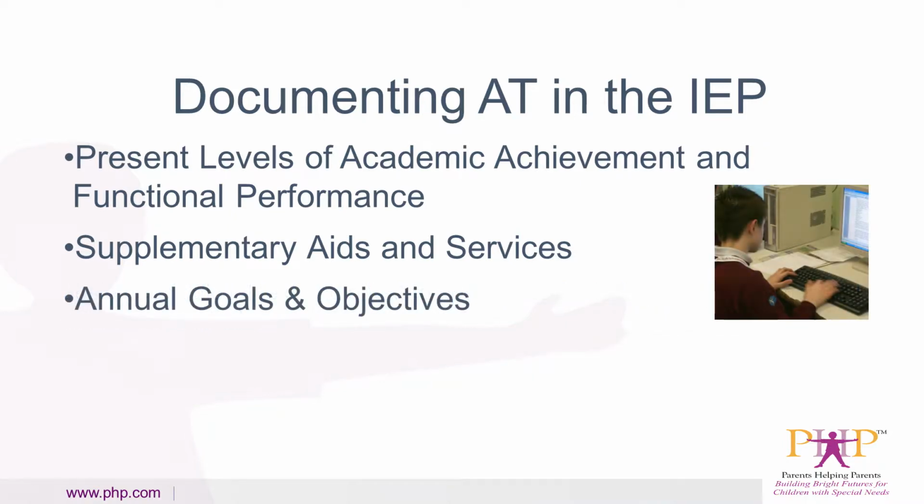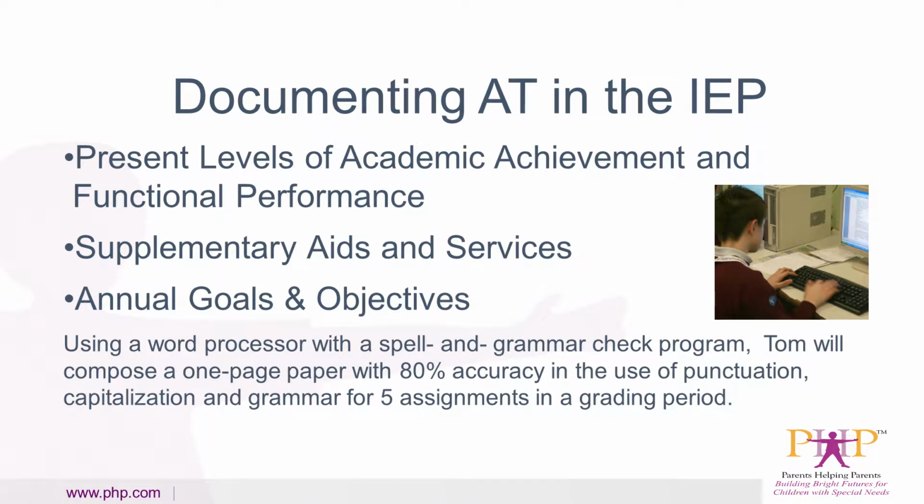Goals and objectives. Now, this is a great place to put AT. When developing annual goals and objectives, the IEP team should determine whether or not the student requires assistive technology in order to accomplish them. First, the goals should be developed, and then the need for assistive technology should be addressed. Remember, assistive technology is not the goal. Rather, it is the means to achieving the goal for many students. An example would be using a word processor with a spell and grammar checker program. Tom will compose a one-page paper with 80% accuracy in the use of punctuation, capitalization, and grammar for 5 assignments in a grading period.